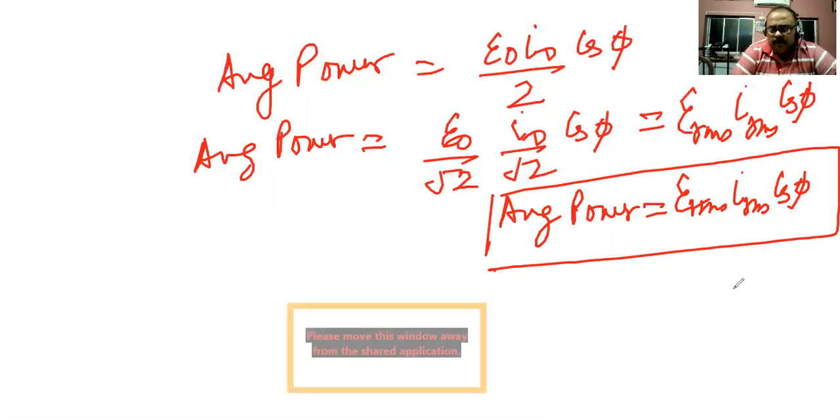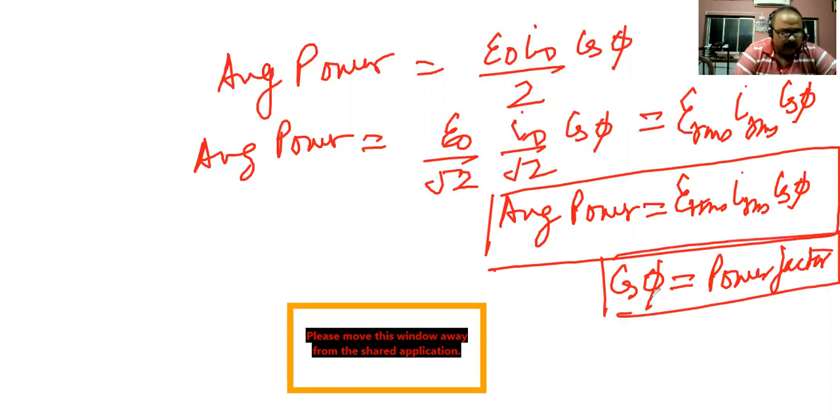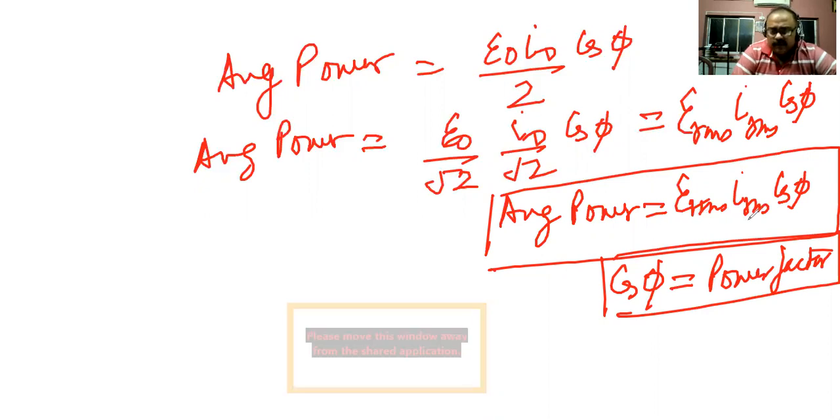That is very, very important. And this cos phi is called the power factor. This is very, very important. Cos phi is called the power factor. And another thing I would like to say, this is basically average power. This ERMS is also known as virtual EMF. IRMS is also known as virtual current.